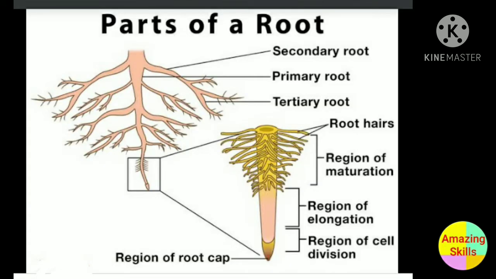Next, children, what are the parts of a root and how does it work? Here you can see the primary root, secondary root and tertiary root. If you see closely, you can see root hair, region of maturation, region of elongation, region of cell division, and at the tip, the root cap.